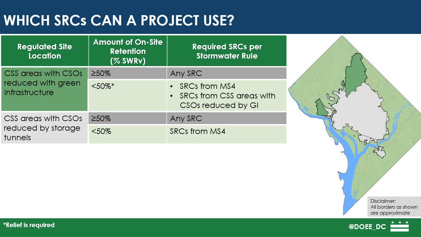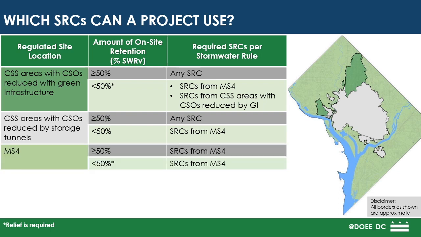Projects in the gray area of the CSS can use any SRC if at least 50% of their SWRV is met on site, and need to use MS4 SRCs if less than 50% of the SWRV is met on site. Projects in the MS4 are required to use MS4 SRCs regardless of how much on-site retention they achieve.